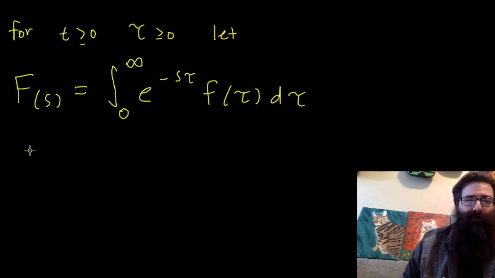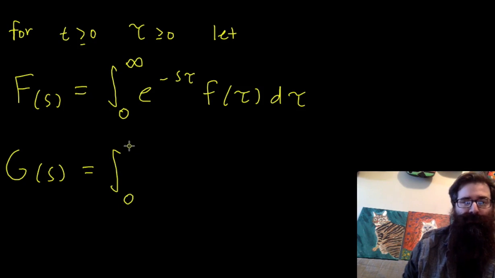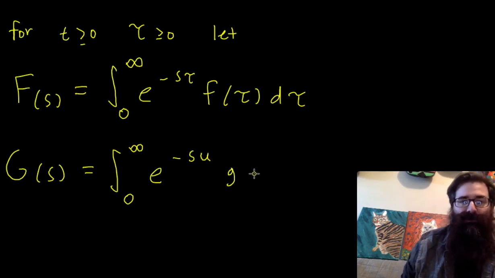And we're going to define capital G of s in a similar way. Here I just want to use a different variable. Instead of tau, let me use variable u. So we'll say the integral from 0 to infinity of e to the minus su, I got any Syracuse fans out there, times little g of u du.